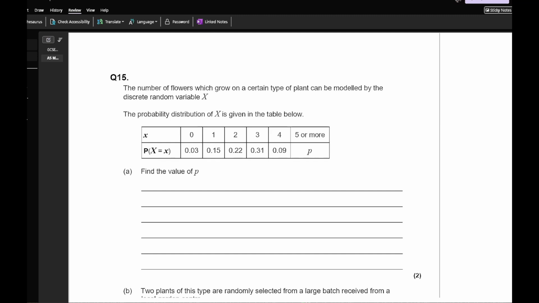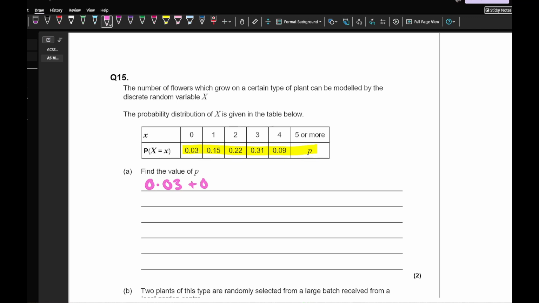Then for question 15, it says the number of flowers which grow on a certain type of plant can be modelled by a discrete random variable x. The probability distribution of x is given in the table below, and the first part is asking me to find the value of p. For a discrete random variable distribution, what we need to recognise is that one of the key properties is that all of these probabilities need to add up to 1. So what that means then is 0.03 plus 0.15 plus 0.22 plus 0.31 plus 0.09 plus p, all equal to 1.